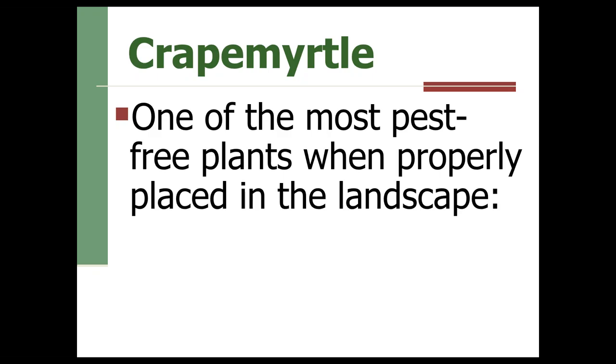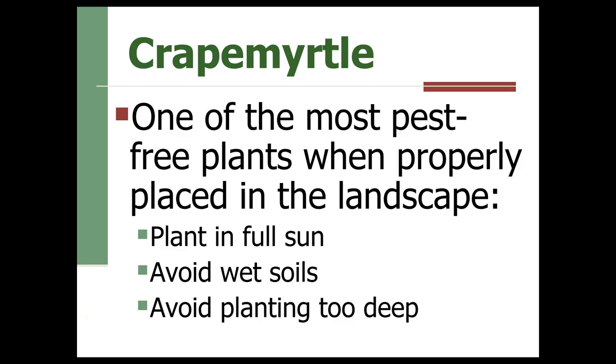So again, just reiterating, crape myrtle is one of the most pest-free plants when properly placed in the landscape, and that generally means it should be planted in full sun, should avoid wet soils, and avoid planting the plant too deep. Shady areas, wet soils, and deep planting usually result in problems with crape myrtle that are expressed in one disorder or disease or pest or another. And so this, again, emphasizes the importance of proper site selection and proper planting.